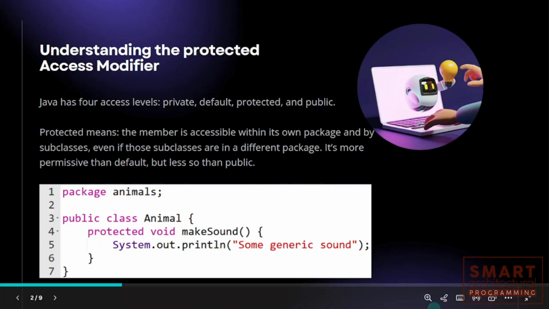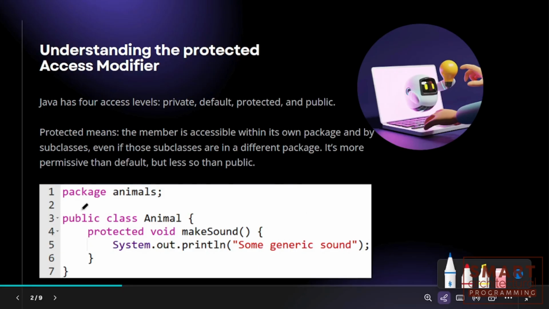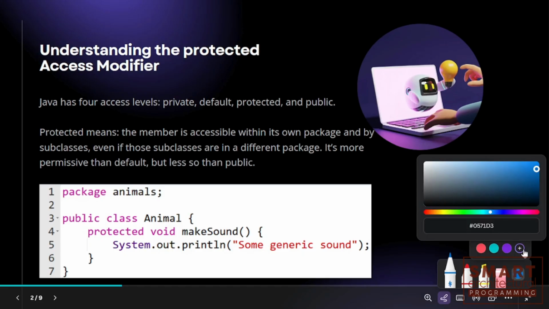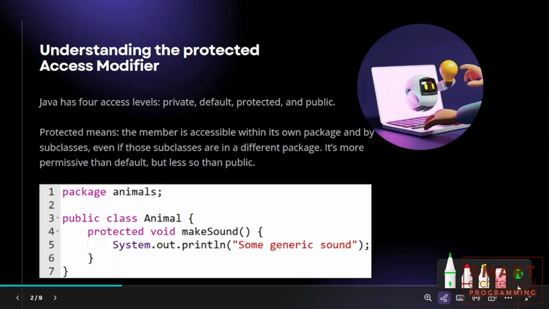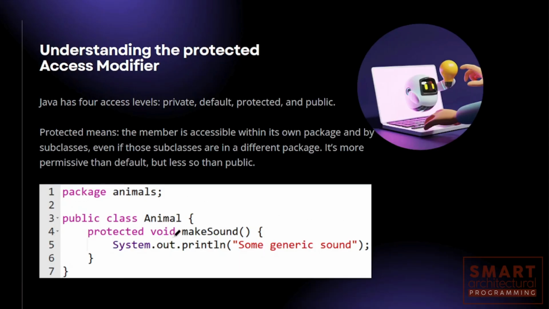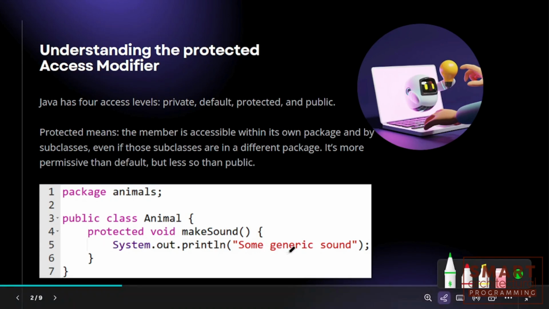We see a code base here, right? Let's bring on my marker again. Let me get a better color here so we don't have problems. So let's use green. As you can see, we have a package animals here, where we have a public class Animal. Then we have a protected void makeSound function. So we have a protected method within the class, which prints some generic sound there, right?